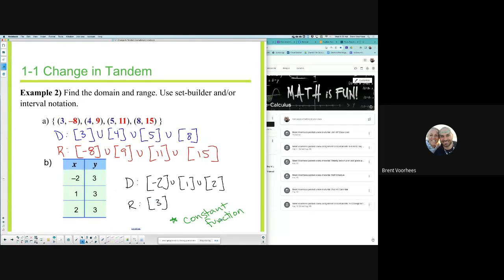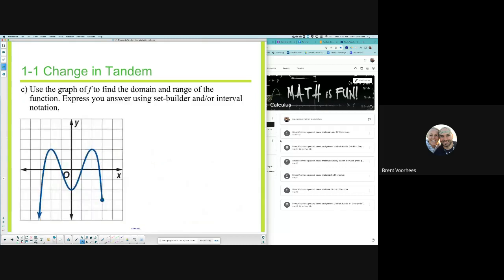All right, I have a graph for you to look at. Let's take a look at this graph. It says use the graph of f, and if you're wondering what is f, it's this graph right here. I'm going to put a little f on there. Use the graph of f to find the domain and range of the function. Express your answer using set builder and or interval notation.